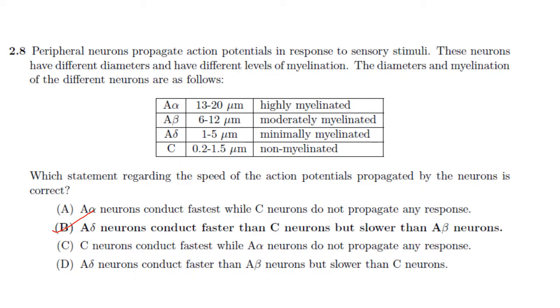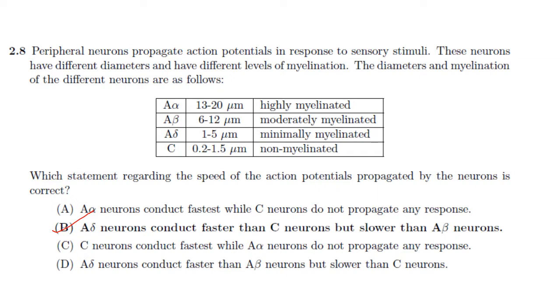Next one. Peripheral neurons propagate action potential in response to sensory stimuli. These neurons have different diameters and have different levels of myelination. The diameters and myelination of the different neurons are as follows. Which statement regarding the speed of the action potential propagated by neurons is correct? Now you should know that the velocity of conduction is greater if the diameter of the axon is large or if the axon is myelinated. So as the diameter and myelination increase, the velocity of conduction is also more.